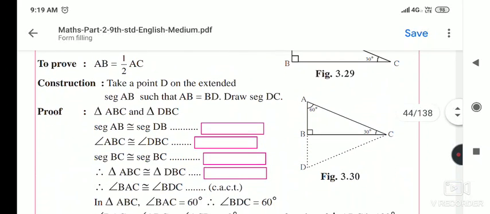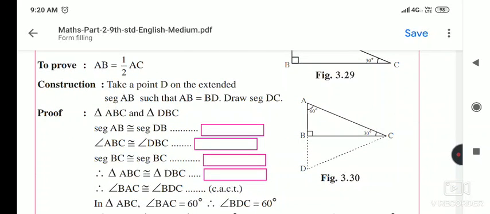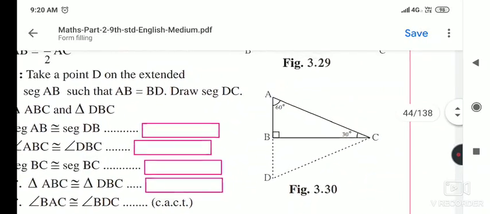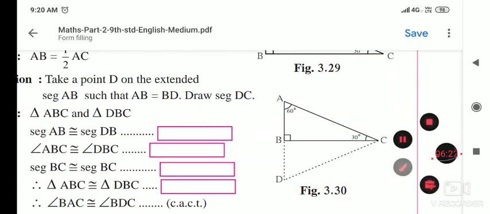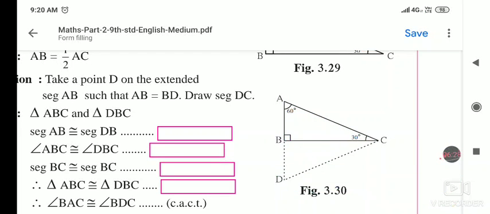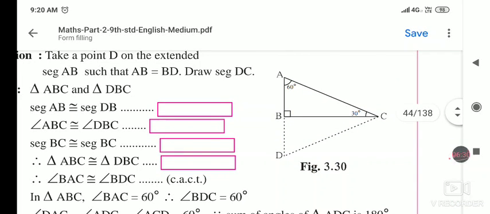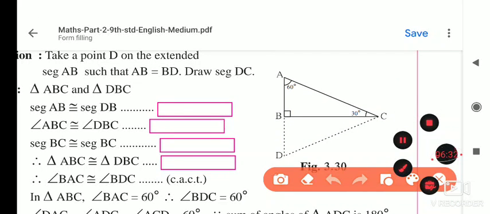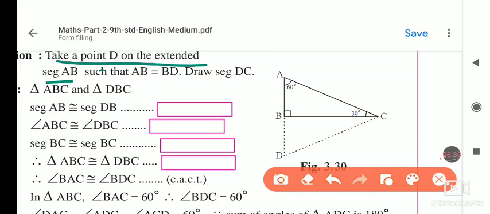Now to prove this, we have to do the construction. And what is the construction? This is the original triangle ABC. In this triangle, we have to extend seg AB, and we have to take point D on the extended seg AB.